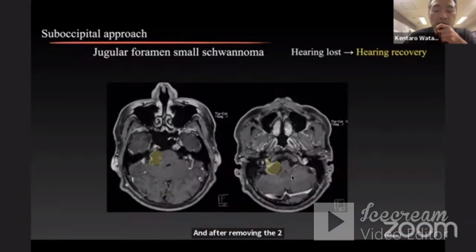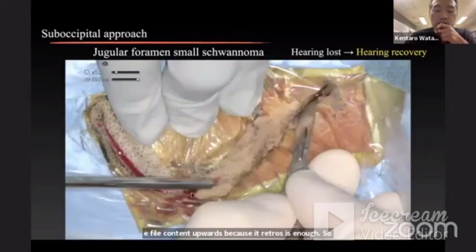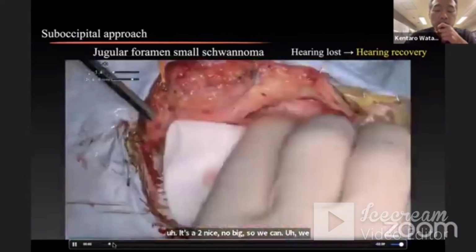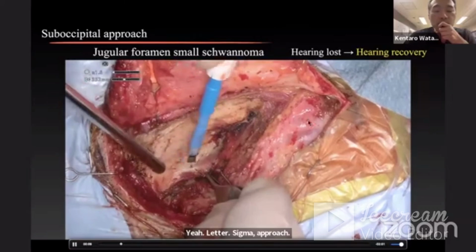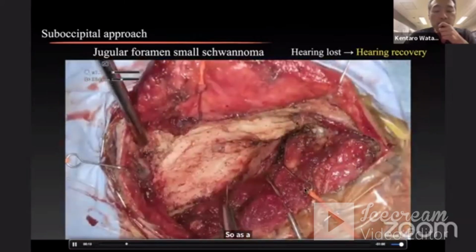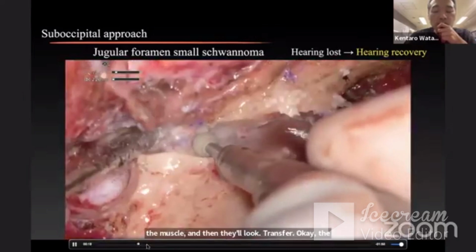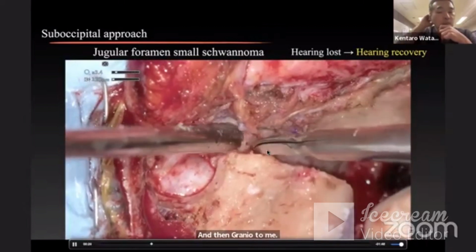And then the tumor is not big, and also there are cystic lesions like this, so we don't need to use the far lateral transcondylar approach, because the retrosigmoid approach is enough. So it's like a look-down view, but the tumor is not big, so we can use the retrosigmoid approach. It's a small C-shaped incision, and then elevate the muscle, and then translocate it posteriorly, and then the burr hole was made, and then the craniotomy was done. So this is a mastoid emissary vein.